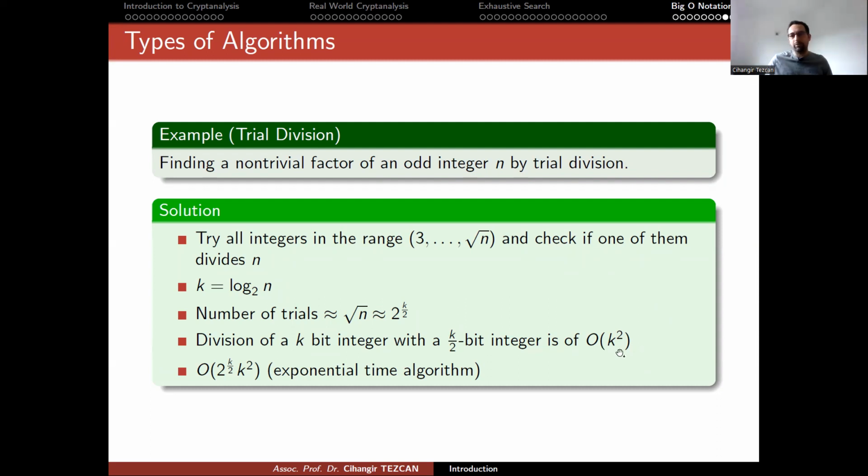You have to believe me on this, but you can also check in a book. So a division requires this many operations, and we have to perform this many divisions. So trial division requires O(2^(k/2) times k^2). As you can see, it is exponential time. Of course, this is the first method that comes to mind to factorize something. So the question is, can we do better than that? And actually, yes, you can.